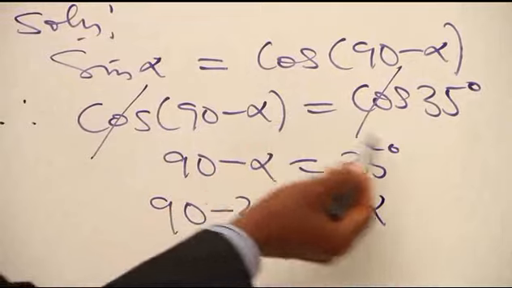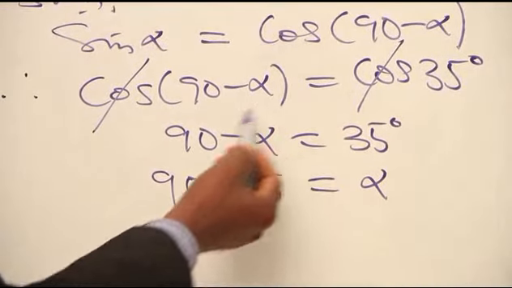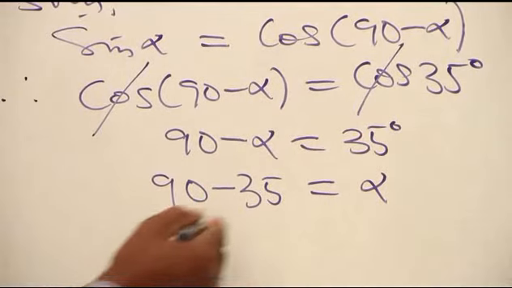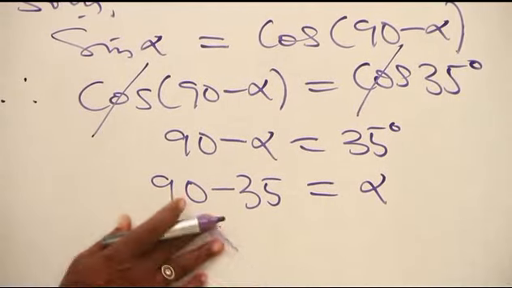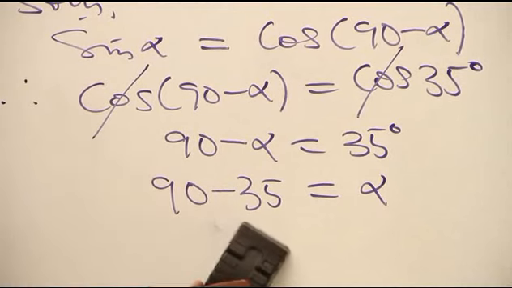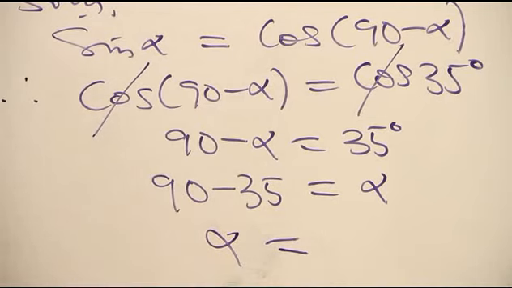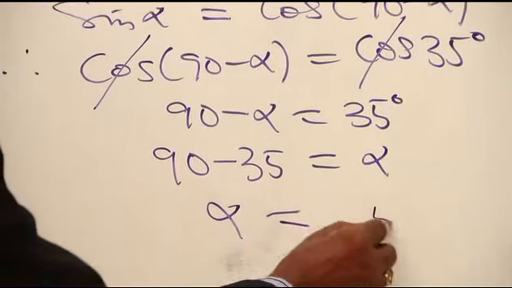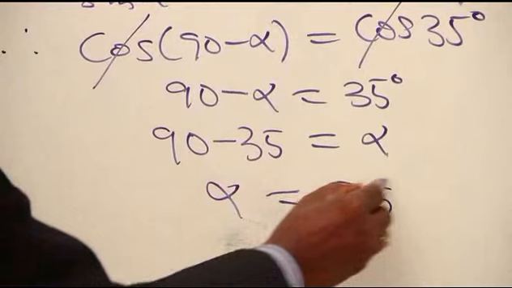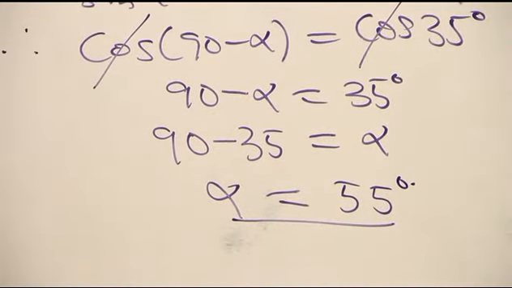If you move minus alpha to this side, it becomes positive. If you take 35 degrees to this side, it becomes negative. Subtracting this, the value of your alpha will be equal to, subtracting 35 from 90, you have 55. So the value of alpha is equal to 55 degrees.